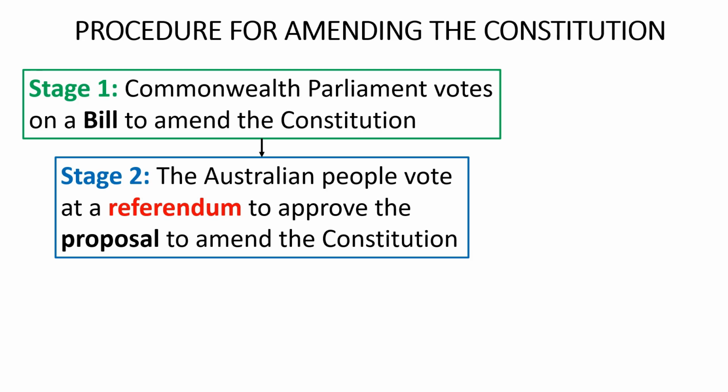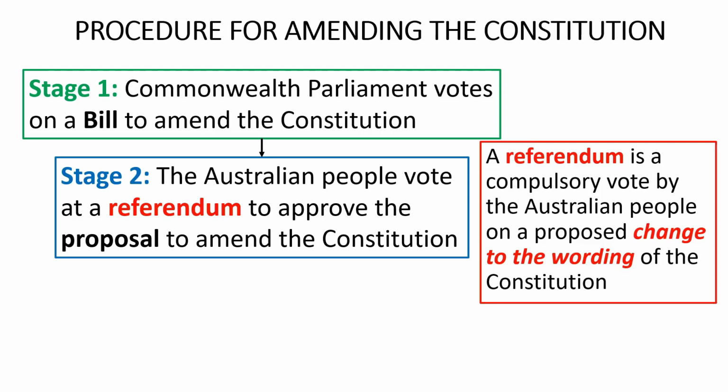So, in the second stage, there is a referendum on changing the Constitution. A referendum is a compulsory vote by the Australian people on a proposed change to the wording of the Constitution. Look down the left-hand side of your vocabulary sheets, find the term referendum and write this definition in there.